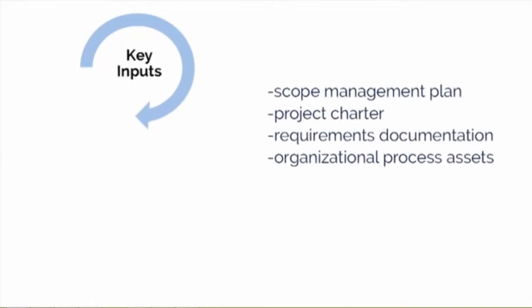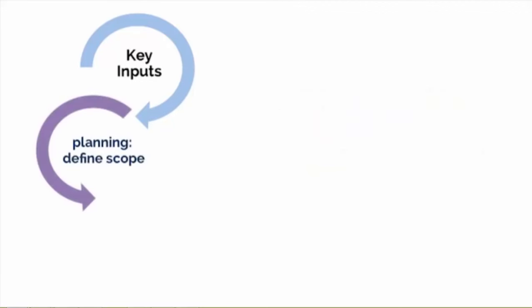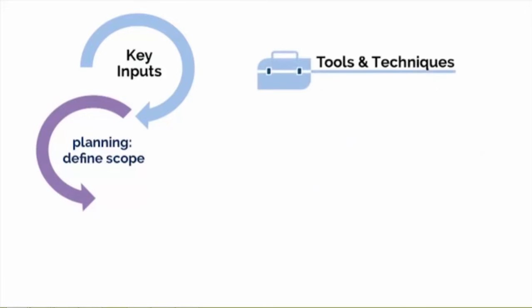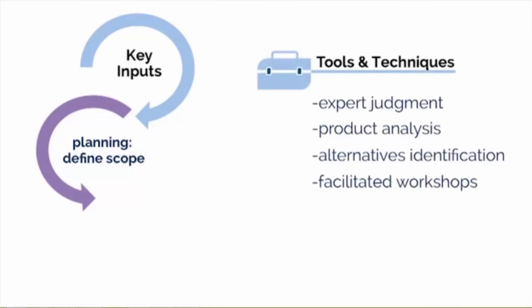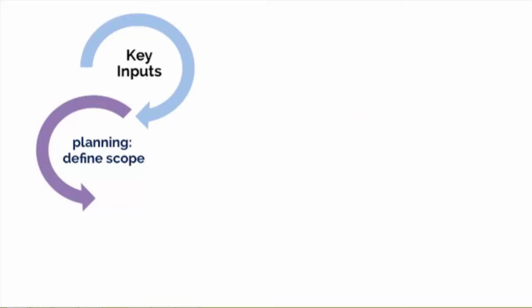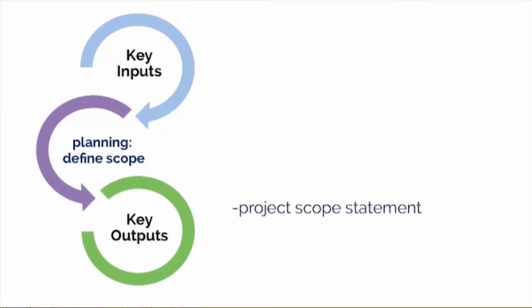Ultimately, we will have a project scope statement that will provide a basis for future project decisions and will help create a common understanding among all the stakeholders. Defined scope uses the following inputs: the scope management plan, project charter, requirements documentation, and organizational process assets. Defined scope utilizes some or all of these tools and techniques: expert judgment, product analysis, alternatives identification, and facilitated workshops. And the process produces two key outputs: the project scope statement and project documentation updates.